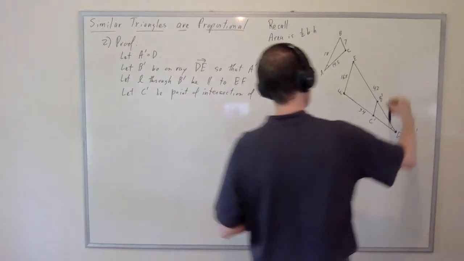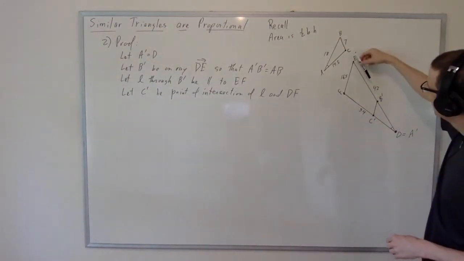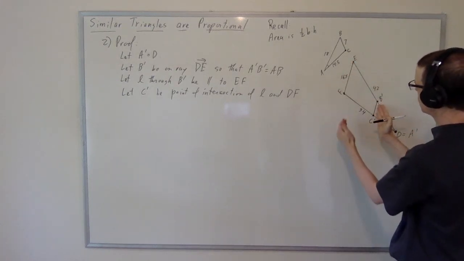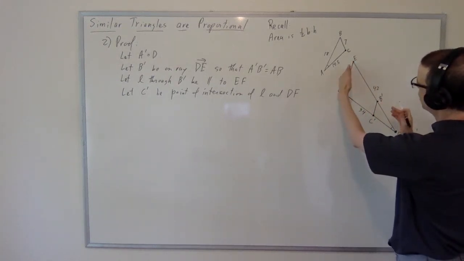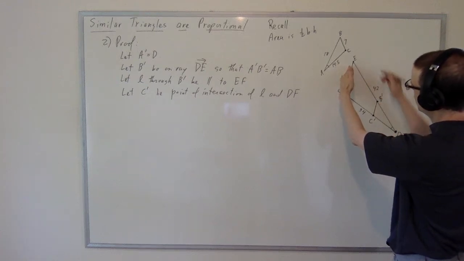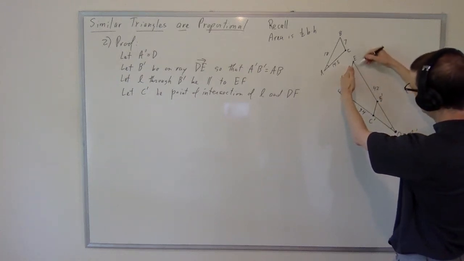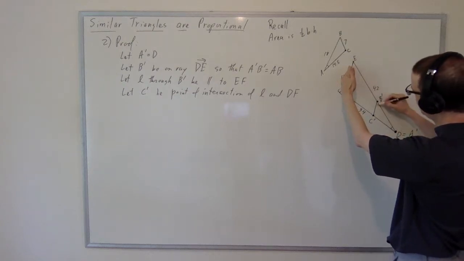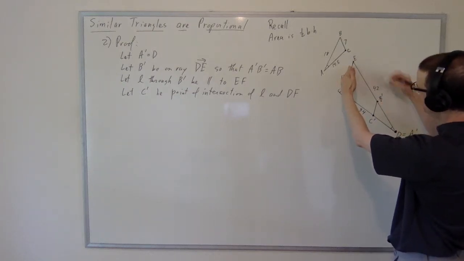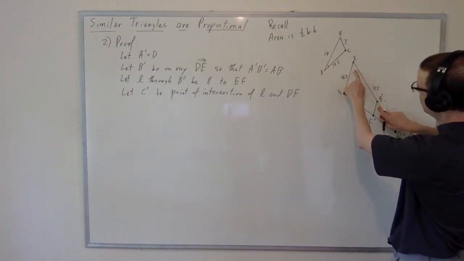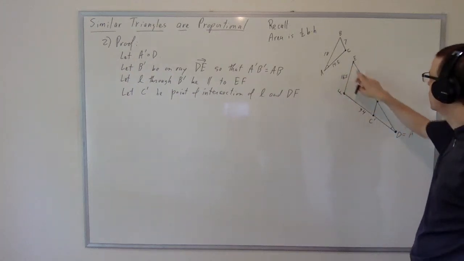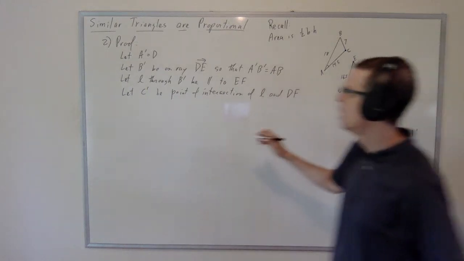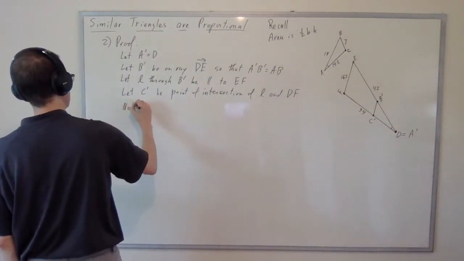So this line DE now becomes a transversal that cuts two parallel lines. The lines are this line L and the line EF that already existed. This DE line is a transversal across two parallel lines, and that means that this angle here and this angle here must agree with each other because they're corresponding angles of a transversal cutting two parallel lines. And so let's note that.